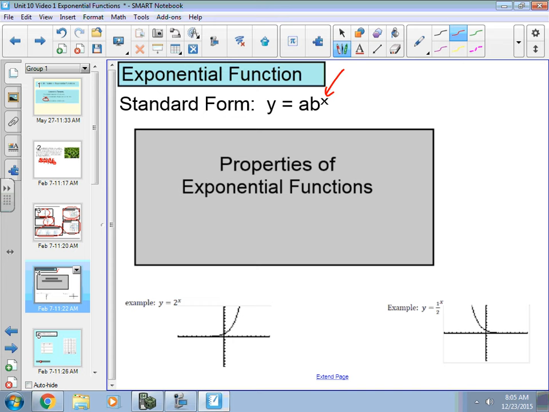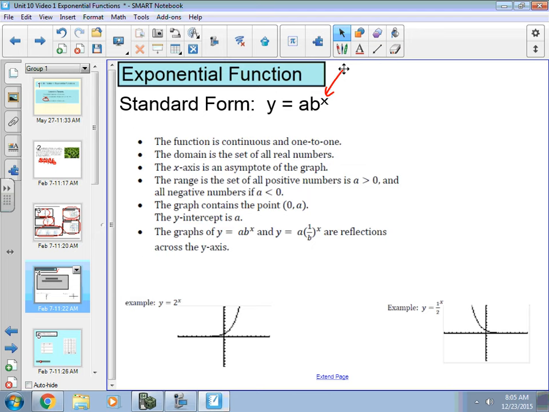And any exponential is going to be in this form of y equals a times b to the x power. Some properties of this function. This is going to be a continuous function and one-to-one, meaning that there is an inverse function to it. The domain of any exponential is the set of all real numbers. We could put any number in for that exponent x and get an answer for y. The x-axis is an asymptote. Okay, that means as you get smaller, it's going to eventually go towards the x-axis. The range is all the positive numbers.